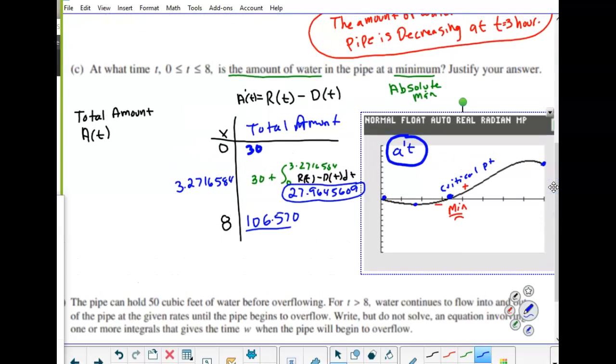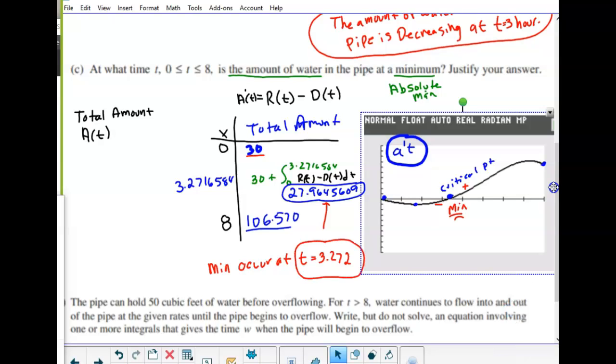So then just really quick to answer the question, at what time is the total amount of the water the lowest? It's not at time 0, it's not at time 8. So then we would have to say the minimum would occur at t equals 3.27. Now it's okay to round, because it's our final answer.